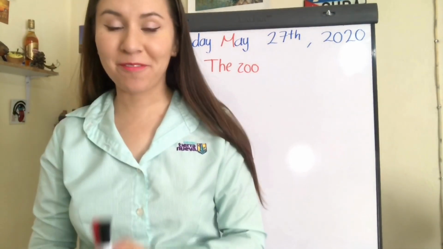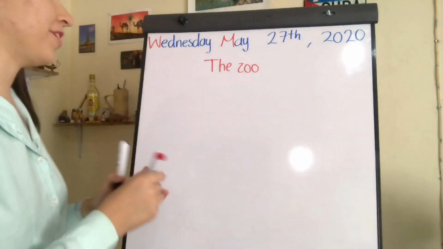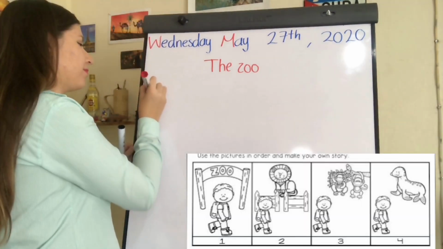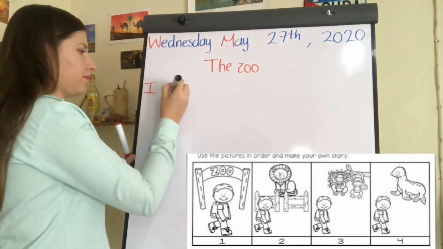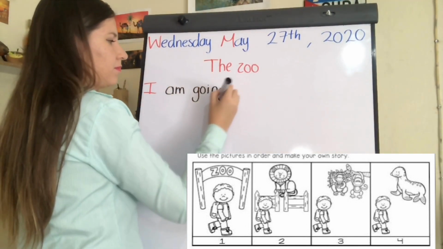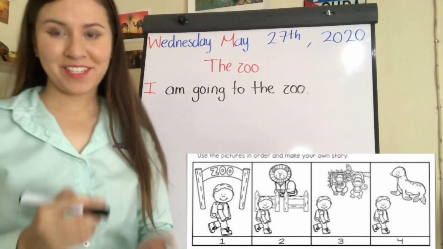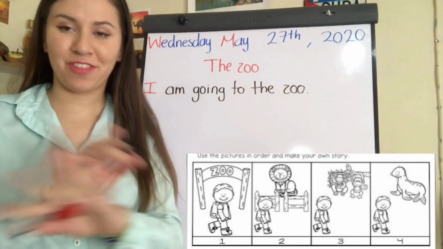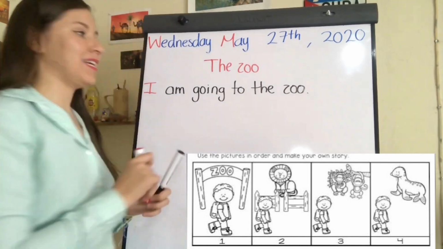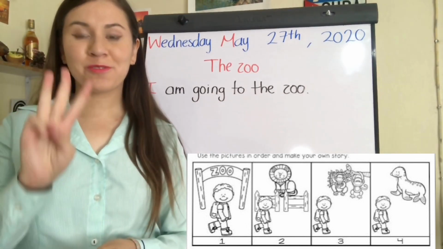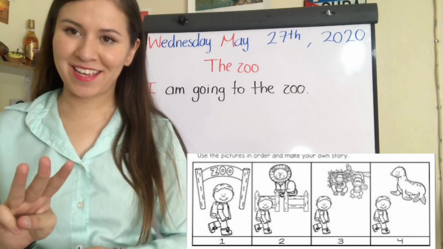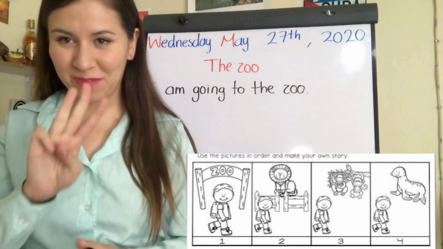So how are you gonna write your story? You're gonna start with: I am going to the zoo. This is like the introduction of your topic. Then we're gonna use 3 special words. You have to remember these 3 words.